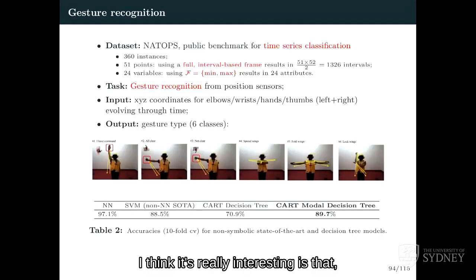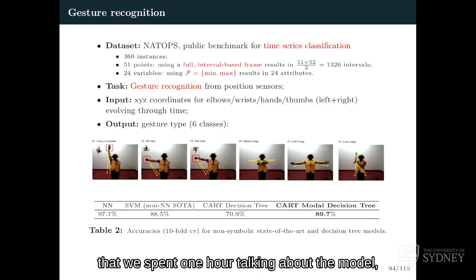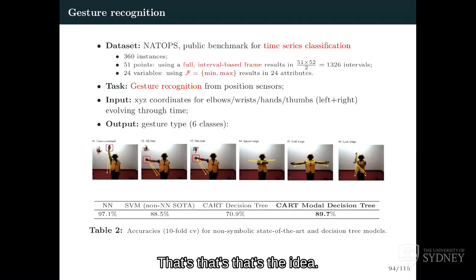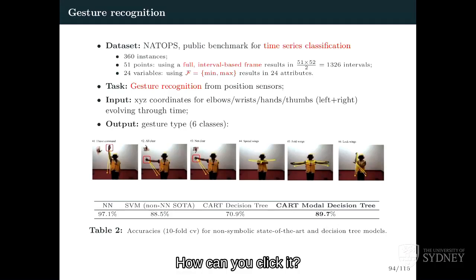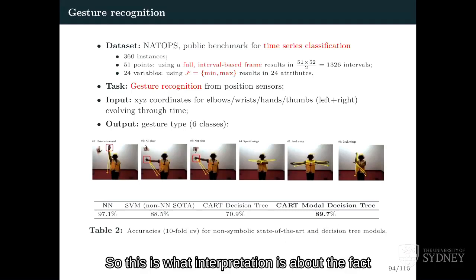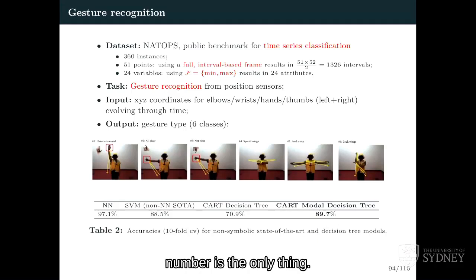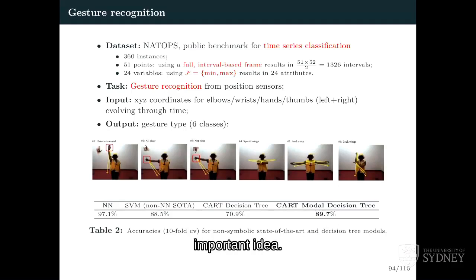What I think is really interesting is that we've spent 1 hour talking about the model, which would make no sense with non-interpretable models. That's the idea. We spent 1 hour talking about what the model looks like, what we can do with it, how you can trick it, how you can modify it, how you can interpret it. So this is what interpretation is about: the learned model is not the end of the exercise, but the start of the exercise. Whilst if you take a neural network, the accuracy is the only number you care about. You don't know how, why, and what you can do besides. I think this is the most important detail here.